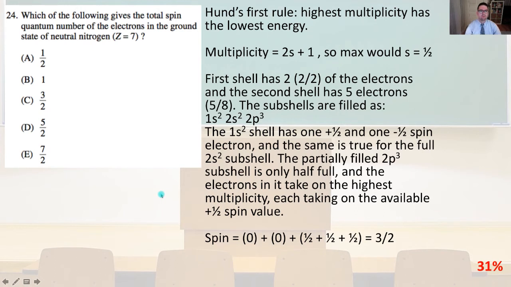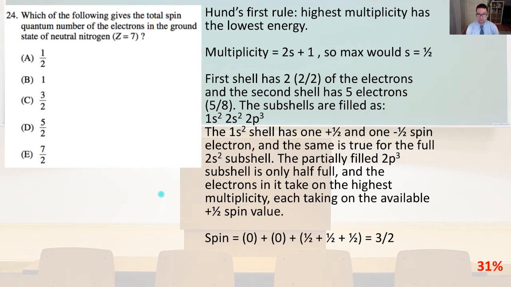Number 24. Which of the following gives the total spin quantum number of the electrons in the ground state of neutral nitrogen, where Z equals 7? So from Hund's first rule, the highest multiplicity has the lowest energy, and the multiplicity is going to equal 2s plus 1, so the max would be s equals 1/2. So the first shell has 2, which would be 2 of the electrons, and the second shell has 5, which would be 5 of the 8 electrons that each of those shells could hold.